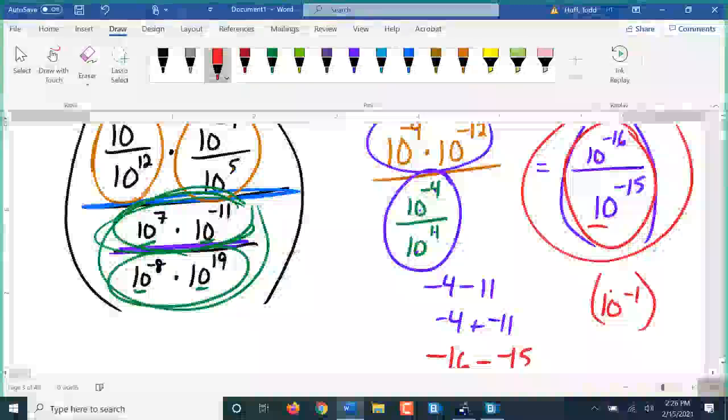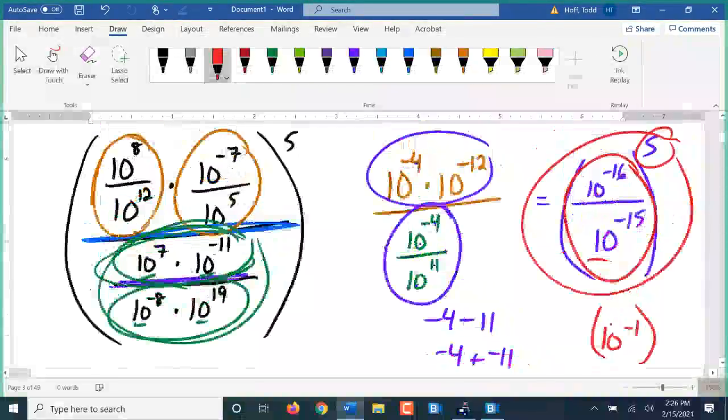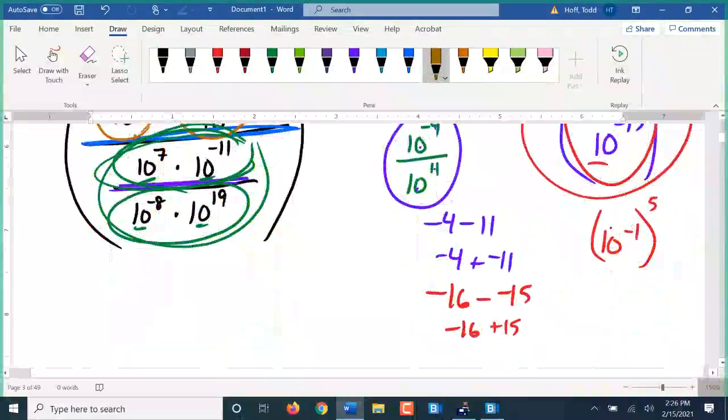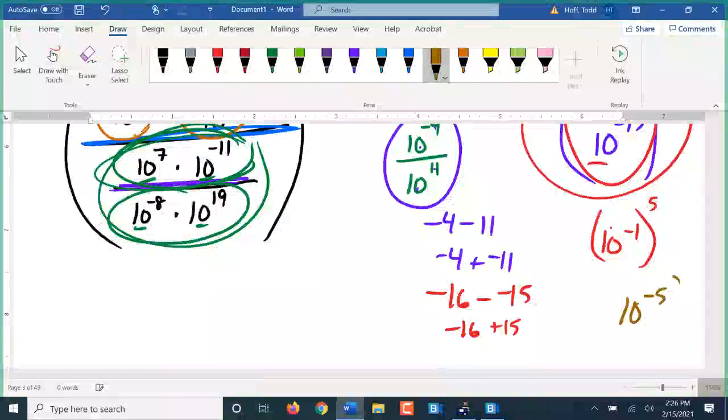Now that is still to the power of 5 out there. We don't have that done yet. 10 to the negative 1 to the power of 5. We multiply the powers. Negative 1 times 5 gives us negative 5. So that's 10 to the negative 5.